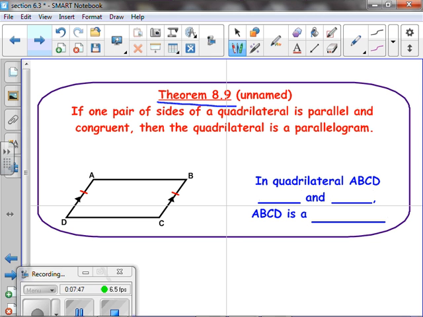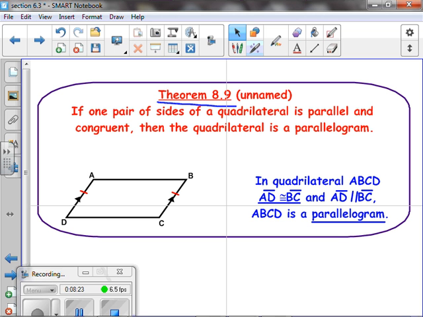So now we don't need to talk about two sides anymore. If I know something special about one pair of opposite sides, namely that it is both parallel and congruent, then automatically I have a parallelogram. Again, not a really complicated concept to grasp. So in quadrilateral ABCD, I have that AD is congruent to BC, and AD is parallel to BC. So therefore, ABCD is a parallelogram.